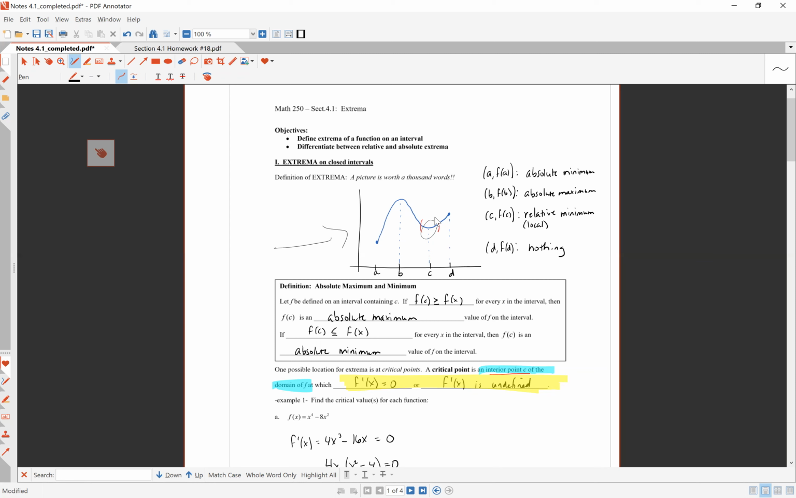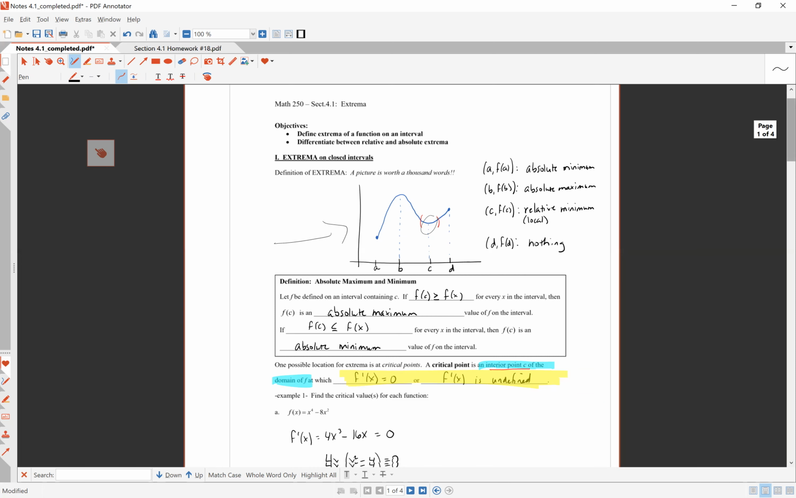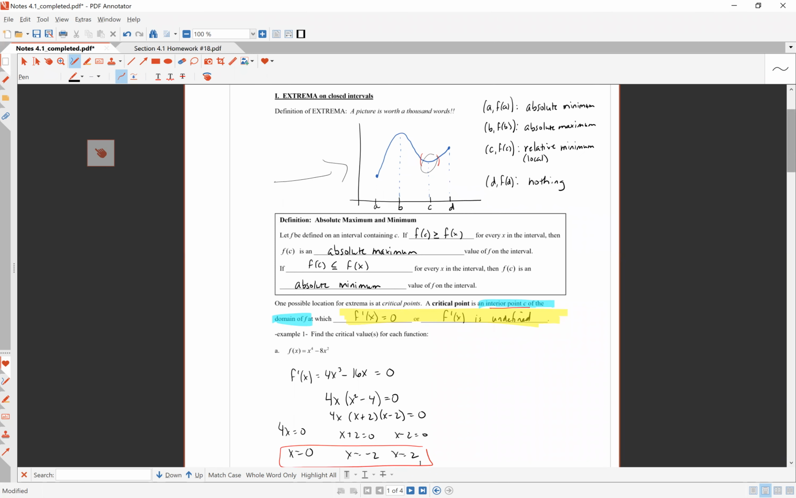Okay, so let's talk about a few definitions here. We don't have to know the exact definition, but we should have an intuitive sense of the difference between absolute and local minimum, or relative minimum. Let's say we have some kind of interval, and if f of c is greater than f of x for every x in the interval, then f of c is the absolute maximum. In other words, f of c, that second coordinate, is the largest second coordinate on the interval, if we look at the graph.